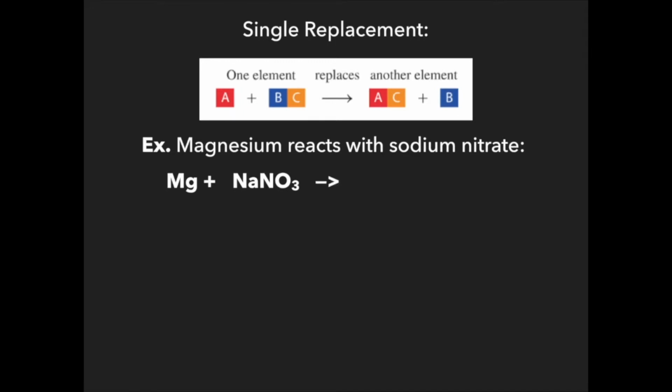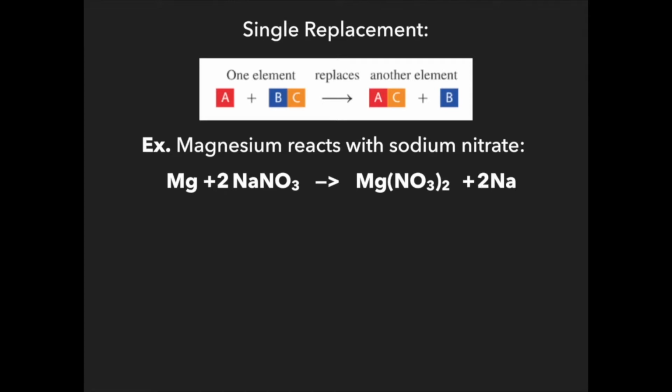Okay, so to write that, I know that magnesium has a 2+ charge, nitrate has a -1 charge, so magnesium is going to form a compound with NO3, and now sodium is by itself, so I've got to balance. Now notice I have 2 nitrates on my product side, so I've got to put a 2 in front of sodium nitrate, which means I now have 2 sodiums, so I'm going to put a 2 in front of sodium.